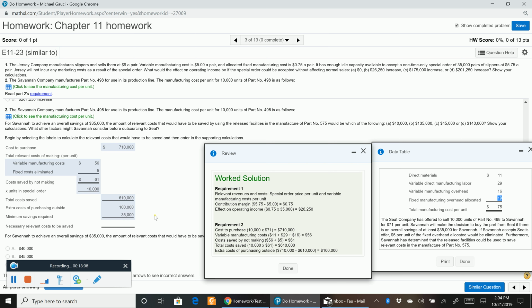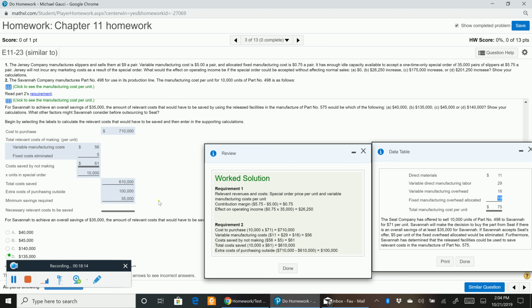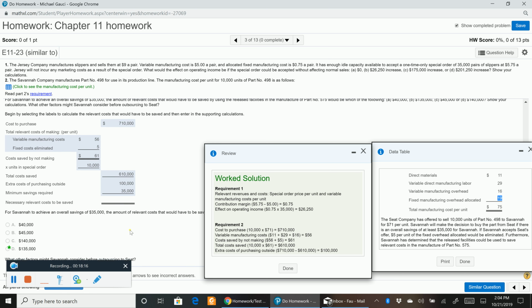If the minimum savings required needs to be $35,000, as we said earlier, the necessary relevant cost to be saved would be the sum of the two, or $135,000.